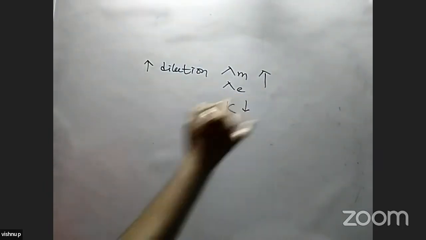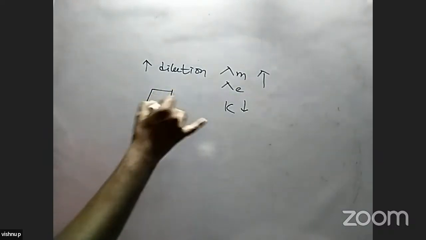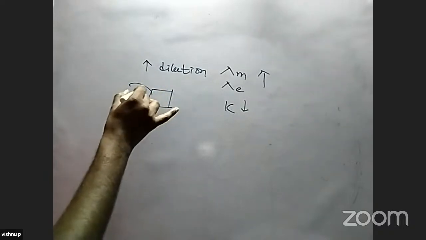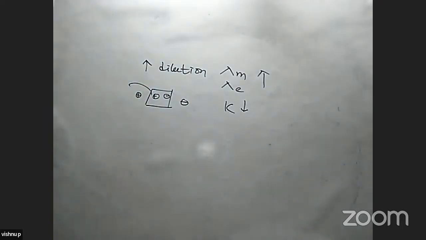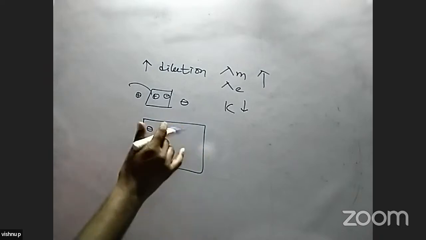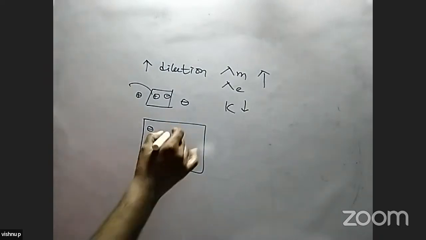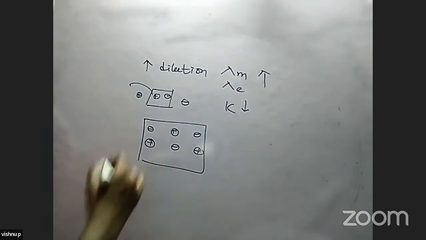But specific conductivity always decreases, because specific conductivity refers to a small volume, and when we increase the dilution, the number of ions in that small volume always decreases. So fewer ions are present in that small volume, and K decreases. But in the case of molar or equivalent conductivity, there is no fixed distance and no fixed volume. So when volume increases, ions are more dissociated and they show more conductivity.